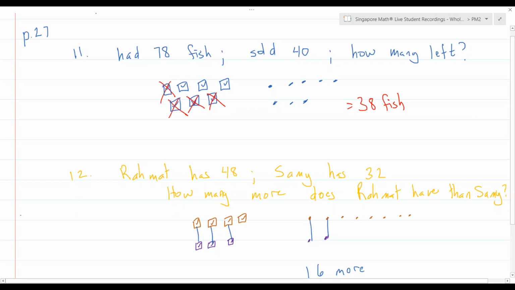You can also think about that with a math sentence because what we're doing is subtracting. If you're trying to find out how many more does Ramad have than Sammy, you could think of it as a subtraction problem. 4 10s minus 3 10s leaves you with 1 10. 8 minus 2 leaves you with 6. So that's 16 more than Sammy. Or you could say that Sammy has 16 less than Ramad.